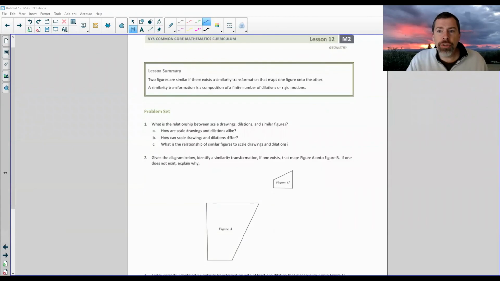Page 5 brings us to the end of lesson 12. Review the lesson summary and go to your problem set.